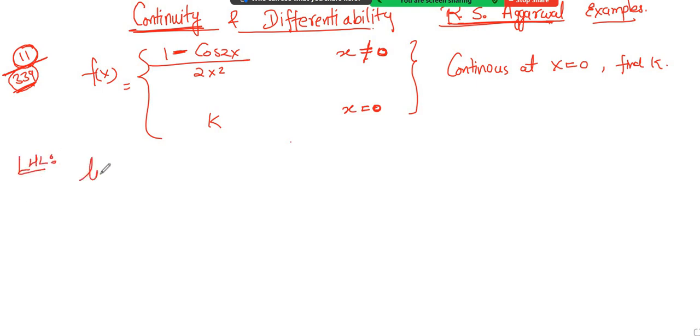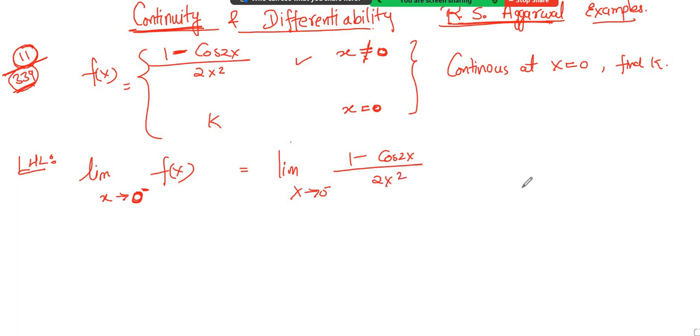So for LHL, what do we write? Limit x is tending to 0 minus. I hope you remember that. For LHL, 0 minus f(x). When x is not equal to 0, a little bit less than 0, we will take this one. So write down, limit x going to 0 minus (1 minus cos 2x) by 2x square.